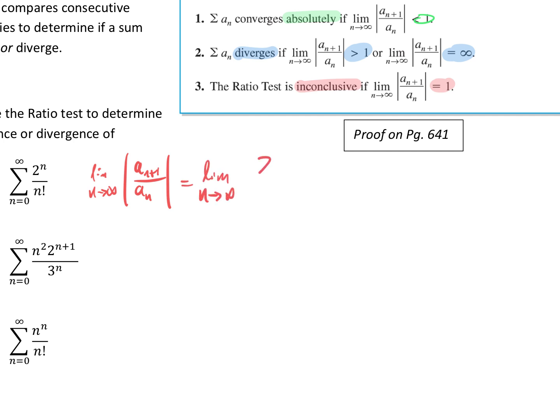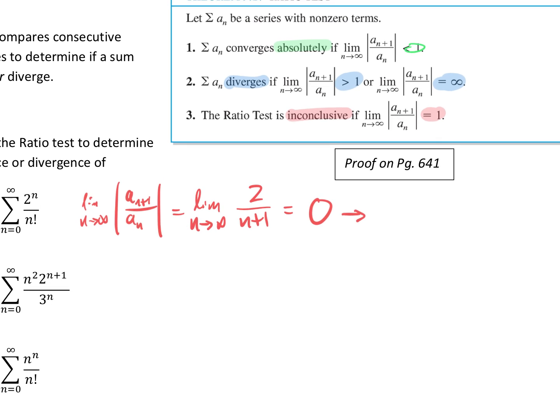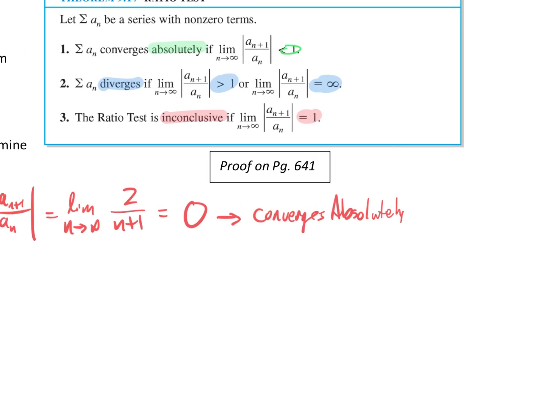Now, 2 over n plus 1 is always positive because n is always positive here as we approach infinity, so we can drop those absolute values. As this goes to infinity, we know the bottom is going to blow up, the numerator staying the same, so this is going to 0. That implies by the ratio test that this converges absolutely because the limit is less than 1. So it converges absolutely by the ratio test.